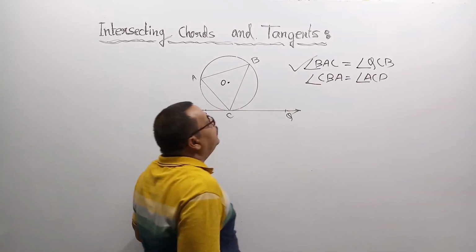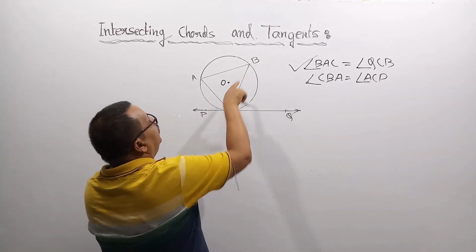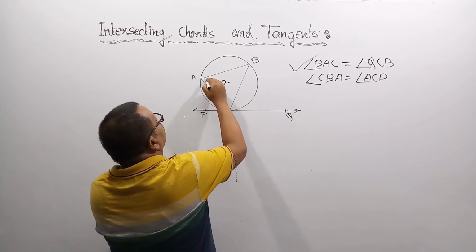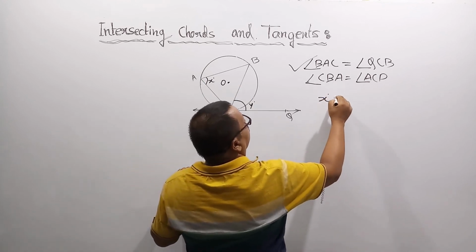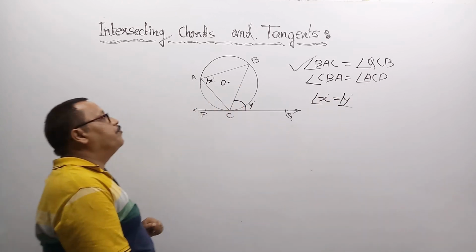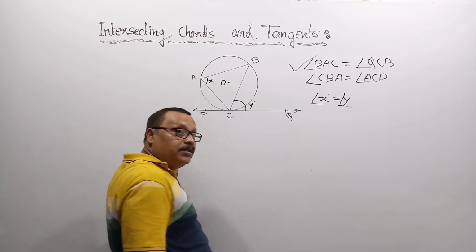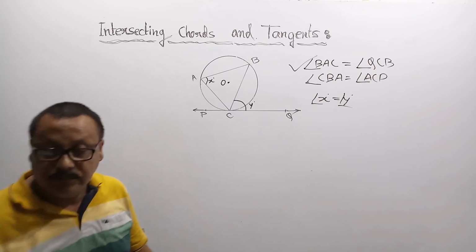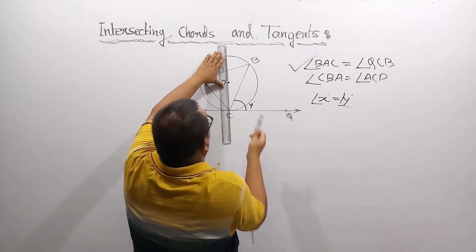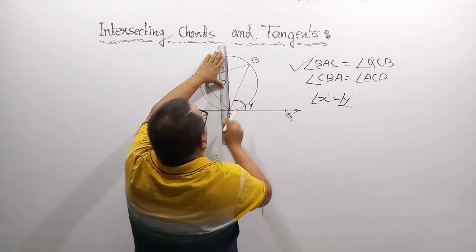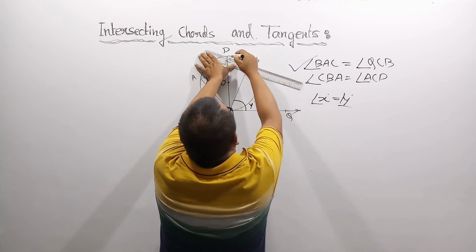First come to this part, that is angle BAC equal to BCQ. Let us assume this is x degree and this is y degree. That is you have to prove x equal to y. This angle is equal to this angle. Right? Angle x equal to angle y. How will you prove this? Let us start. There is some construction. Draw the diameter through the center O. So it is CD. Join also DB.